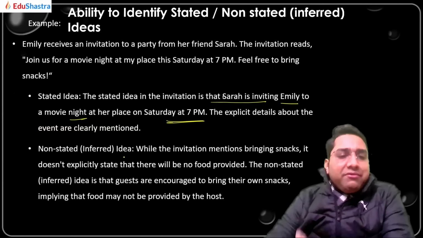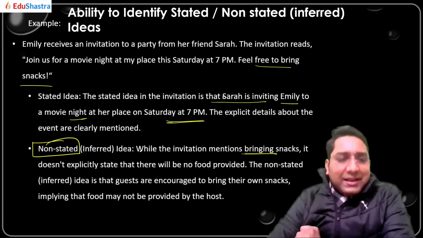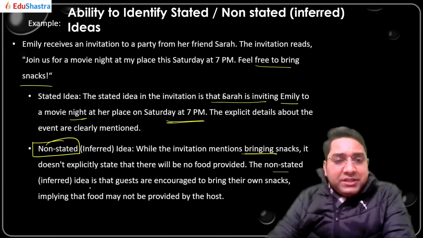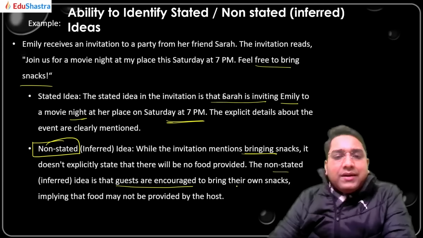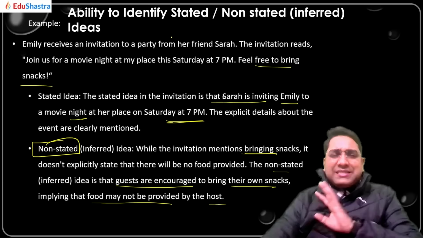What is not given there? The non-stated idea. She said, feel free to bring snacks, correct? So what was not mentioned? The non-stated idea is that guests are encouraged to bring their own snacks, implying that food may not be provided by the host. It's very simple.